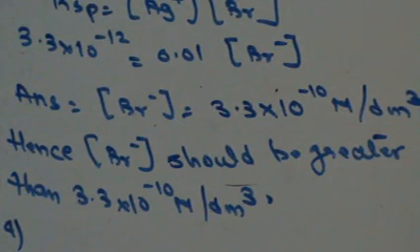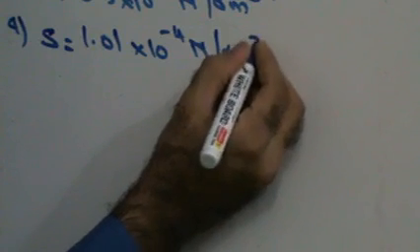The solubility of lead sulfate is 1.01 into 10 raised to minus 4 moles per decimeter cube. Calculate its solubility product.